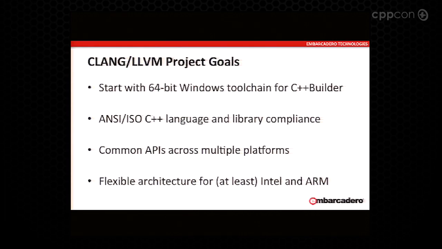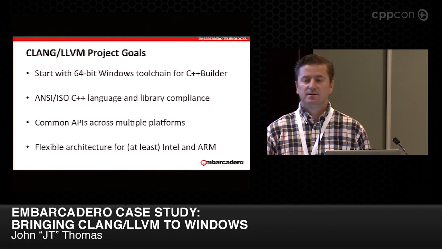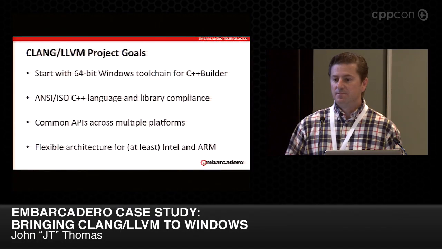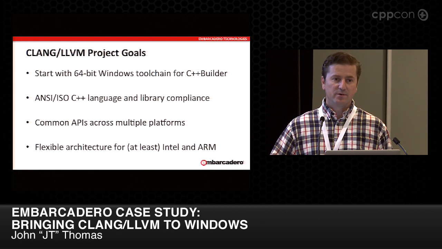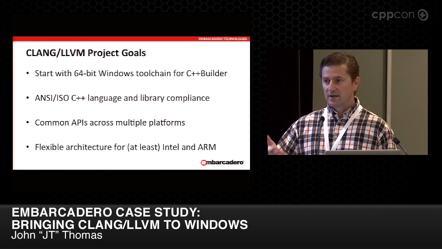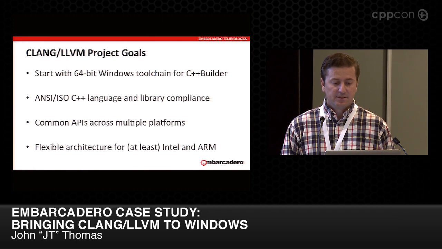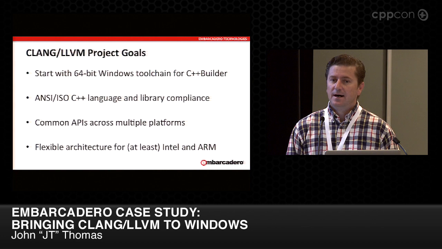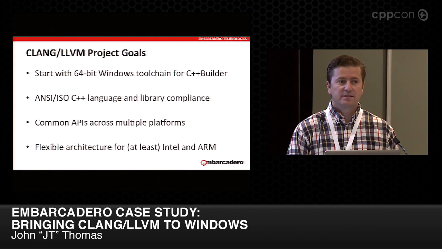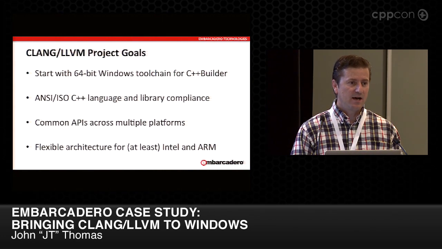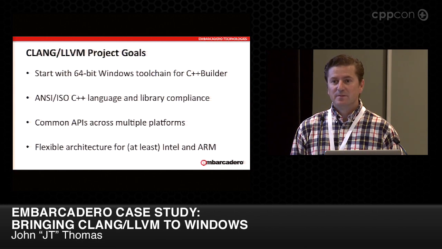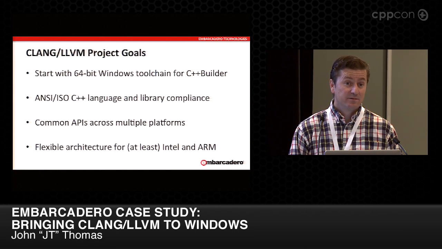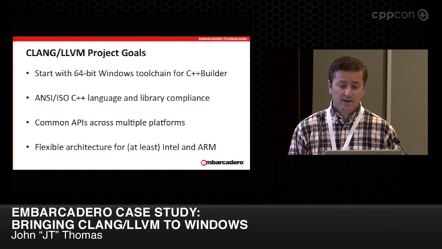So our goals in bringing CLANG and LLVM, or adopting it, was first to deliver a 64-bit Windows toolchain. So at the time, CLANG was not thinking about Windows at all, or CLANG or LLVM projects. And this is something we decided to try to tackle. There's a couple reasons for this. One is it was highly requested from our developer base to build 64-bit apps. They were missing out on that. We were behind, frankly, in delivering that kind of support.